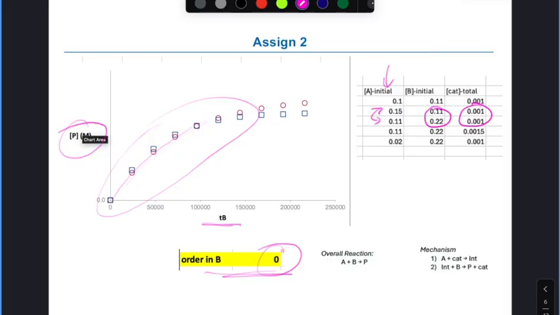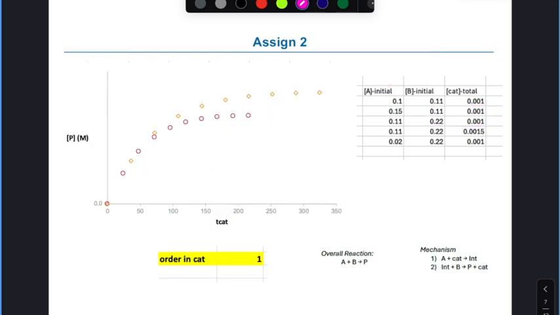So the other way to do this is to set up a new tab where instead of just being time normalized by B, it would be time normalized by A and B, where you set A equal to 1 and B equal to 0 in order to solve for those two pieces. That's another way to deal with this where you're actually doing multiple manipulations. But that's possible. The last one is order and catalyst.